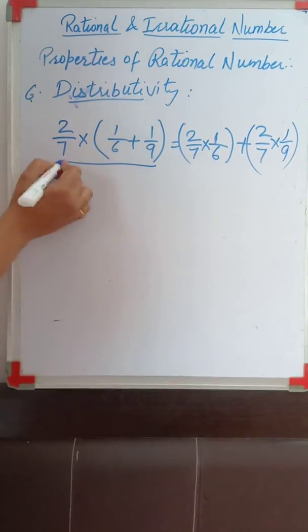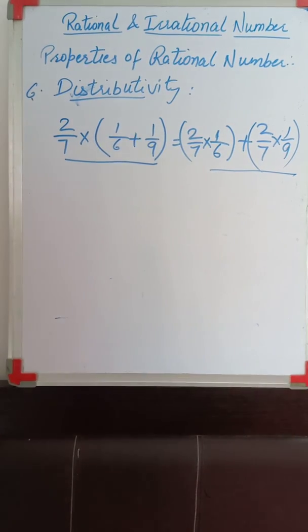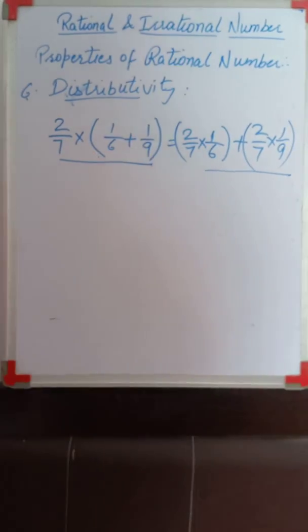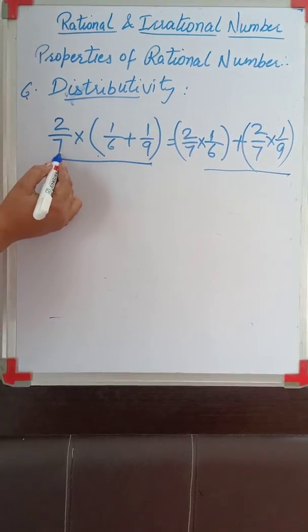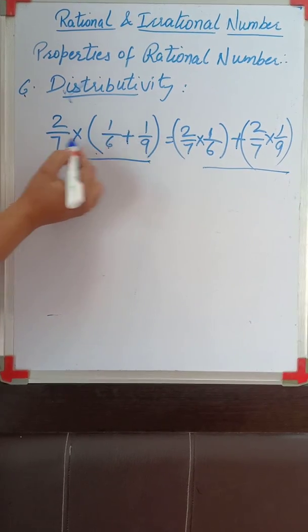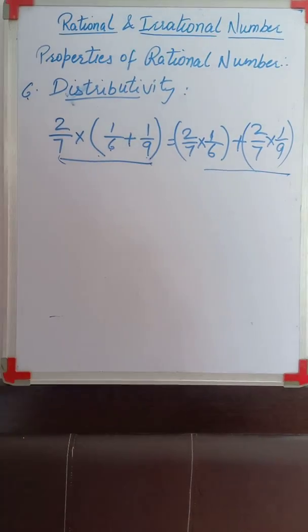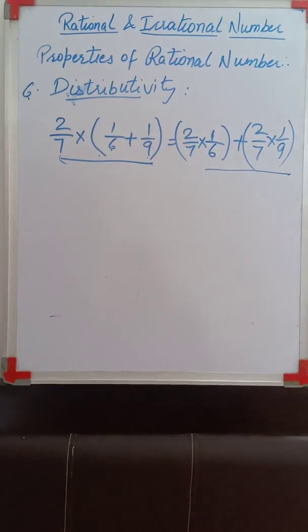Either you calculate this one or you calculate this one, you will get the same answer because here the bracket is there, right? That means 2 by 7 is to be multiplied with 1 upon 6. Then the addition sign is there. Then 2 upon 7 is to be multiplied with 1 upon 9. This is our distributivity property.